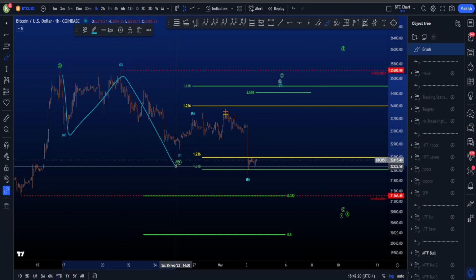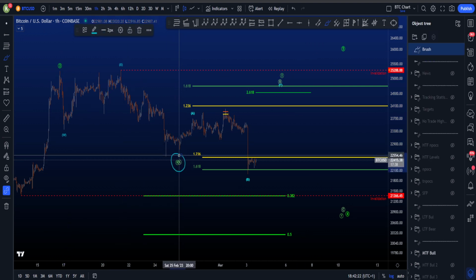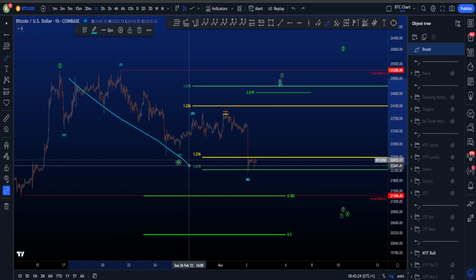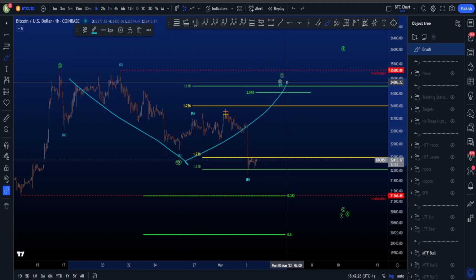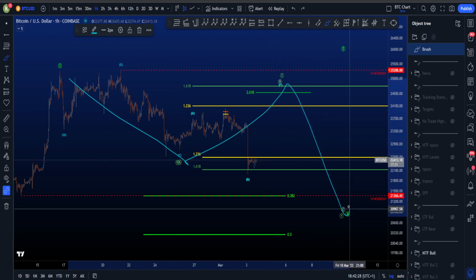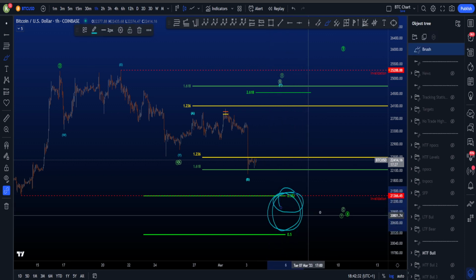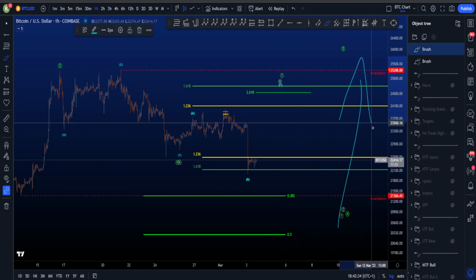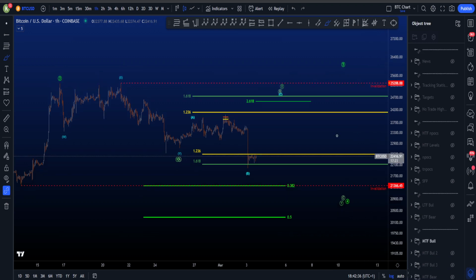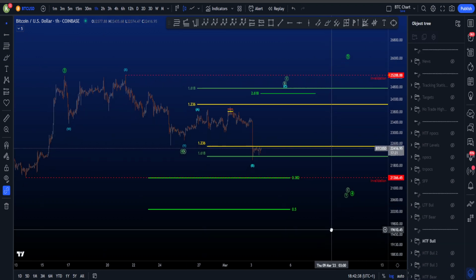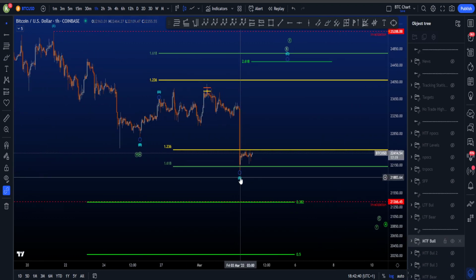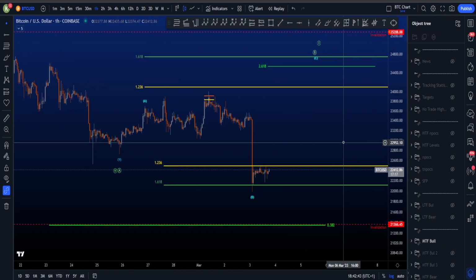Now if we then zoom in just a little bit, you can see that I have this first scenario where this is a WXY, which then is a green W or a green A. So then we have a W or A, X or B, followed by a C or Y, ending wave 4 somewhere in between the 0.5 and the 0.382 before then moving to the upside for a potential wave 5 to the targets already mentioned.